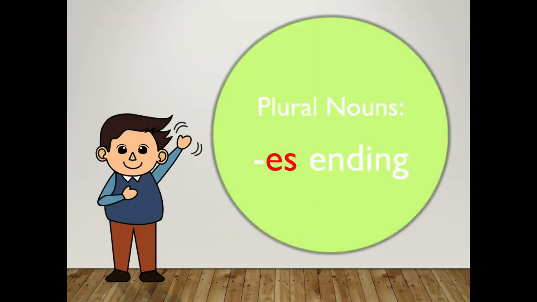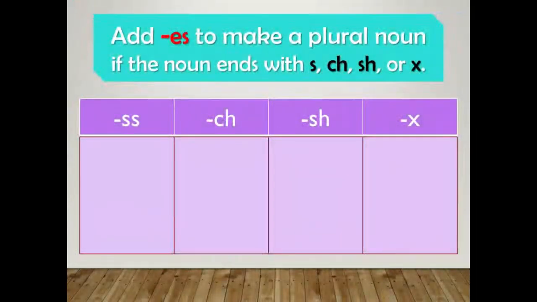But sometimes an S just doesn't cut it. So sometimes we need to do something more than just add an S. We might need to add an ES ending. So to make a plural noun, if the noun ends with an S, CH, SH, or X sound, we need to add ES.